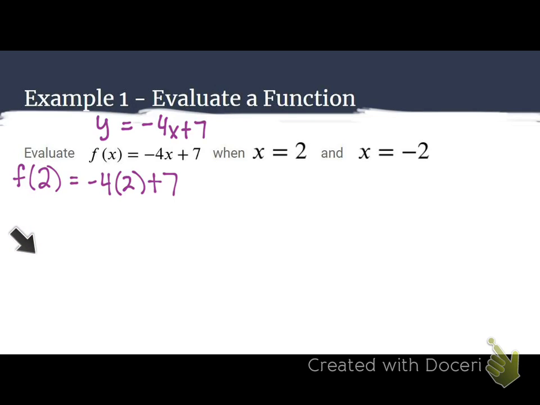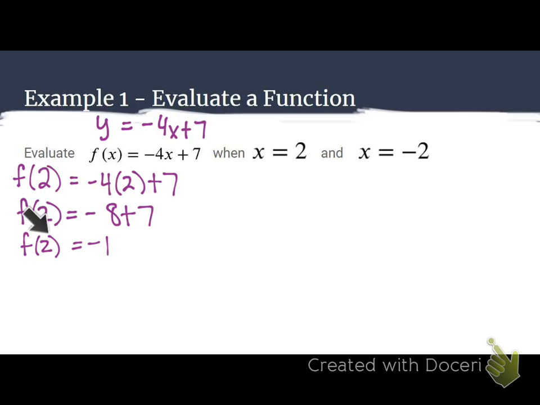Just like y never changed when we plugged in numbers and we had y equals, y equals, y equals like we did in the warm-ups. This is going to stay f parentheses 2. Those parentheses don't mean to multiply. However, these parentheses do. So over here, I do need to take negative 4 times 2, which gives me negative 8. And then we'll add 7 to that. So negative 8 plus 7 is negative 1.